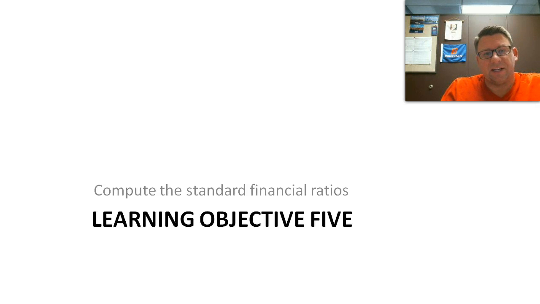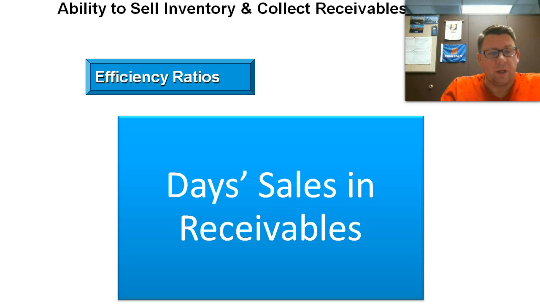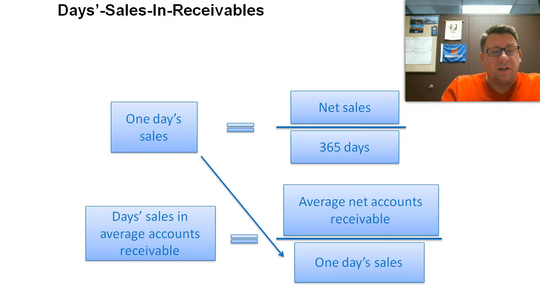We're going to talk about days sales in receivables, which is a more commonly used ratio than accounts receivable turnover. Days sales in receivables is an efficiency ratio. Again, it falls under the category of ability to sell inventory and collect receivables. It is a two-step formula, and a lot of students only do the first step.